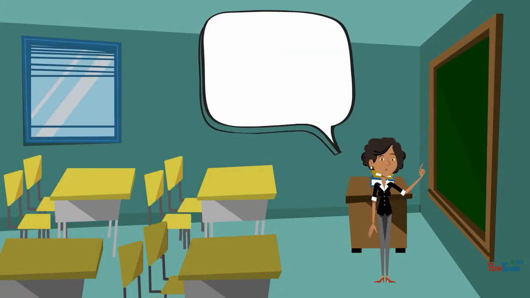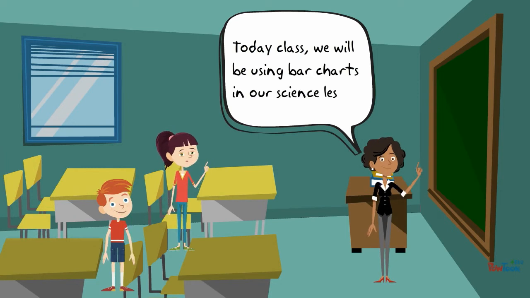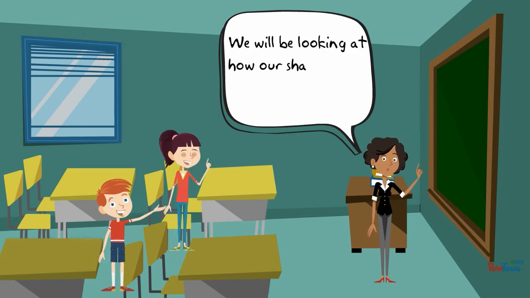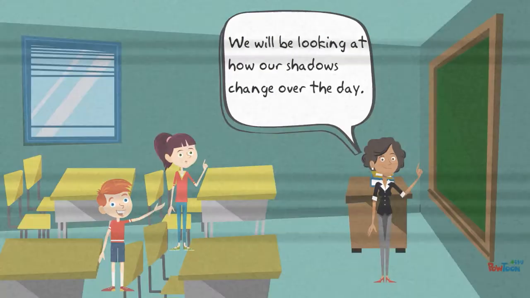For example, using knowledge from mathematics, such as bar charts, to represent our findings in a science lesson about the varying lengths of shadows over the course of the day. This would allow the children to analyse and evaluate what they discover in their science lesson using knowledge that they have taken from maths.